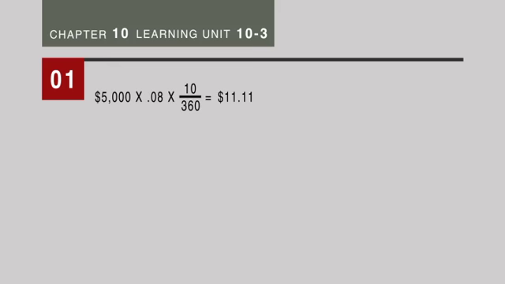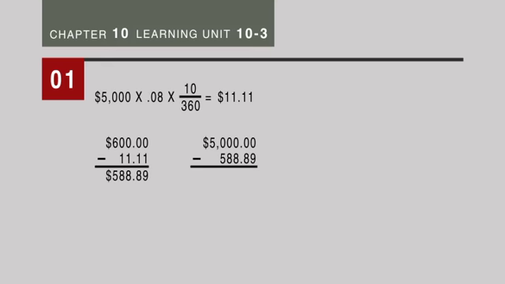Because we always pay interest first, we take our $600 partial payment, subtract out what we owe in interest. That gives us $588.89 that can go to reducing our principal. We take our $5,000, we subtract out the $588.89, and we then have a new principal of $4,411.11.